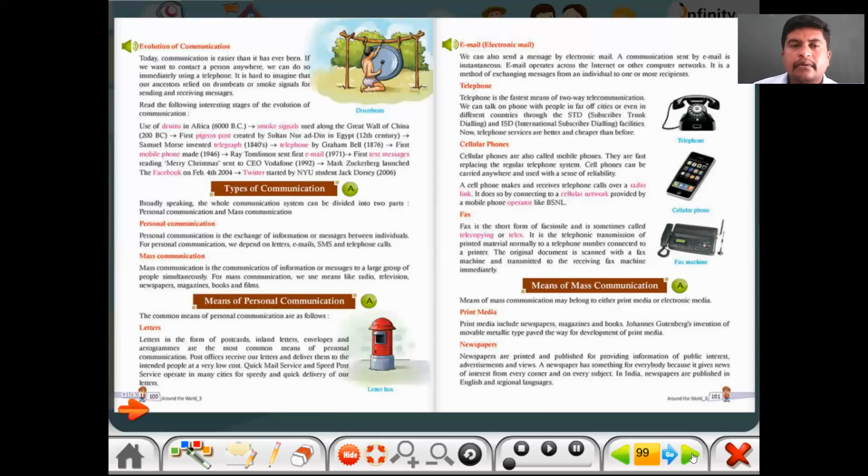And Mark Zuckerberg launched Facebook on February 4, 2004. Twitter was started by Jack Dorsey in the era of 2006. These were all new inventions in the mode of communication, dear students.